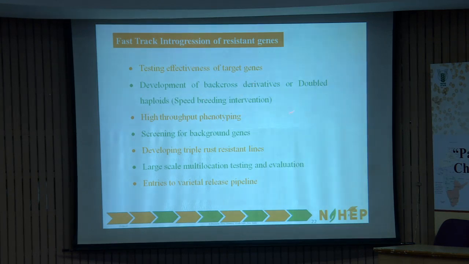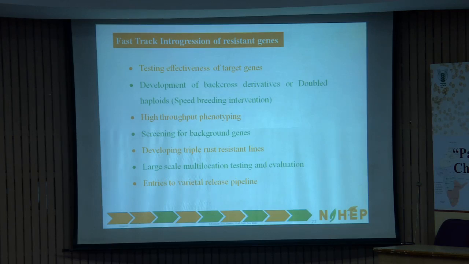Then we developed backcross derivatives and double haploids. Then we did high throughput phenotyping for them, followed by screening of background genes. You have some foreground genes, but your varieties will still have some other background genes, which I will explain. Then you can develop triple rust resistant lines.